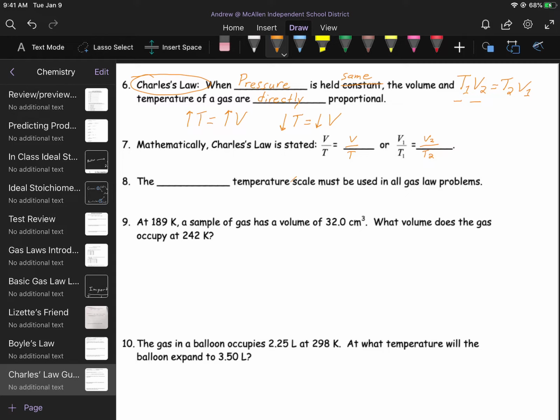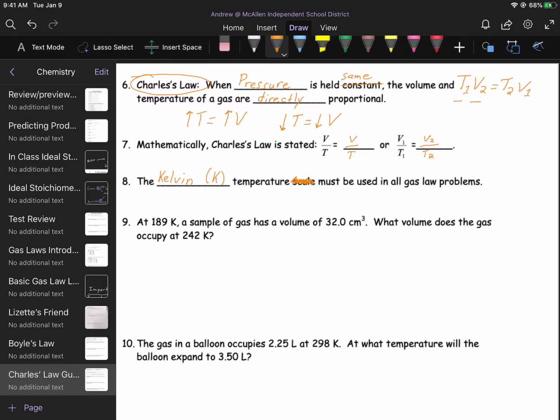Now, first off, this is bad because the answer is Kelvin, but Kelvin is not actually a scale. That's why it doesn't use degree. It's just K. So, anytime we're solving any sort of gas problem with temperature, we must use Kelvin.